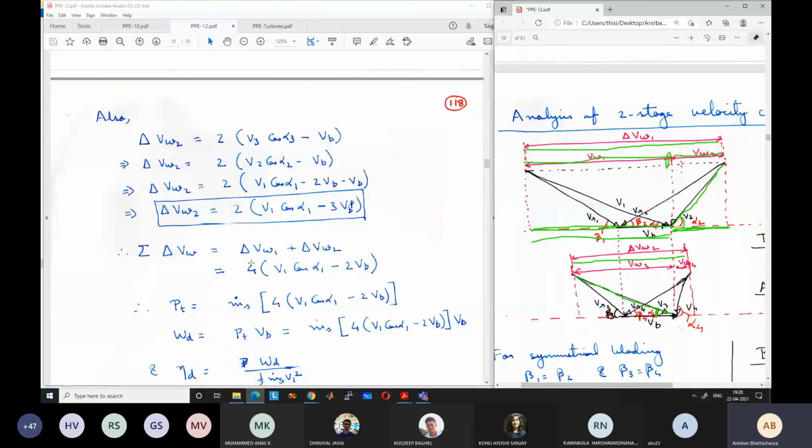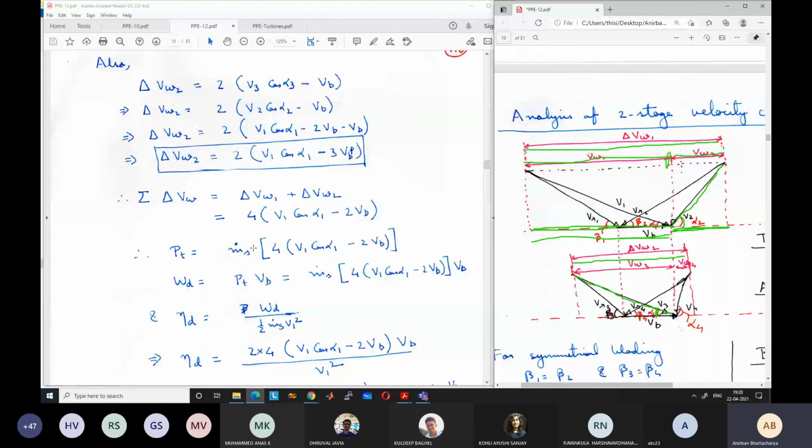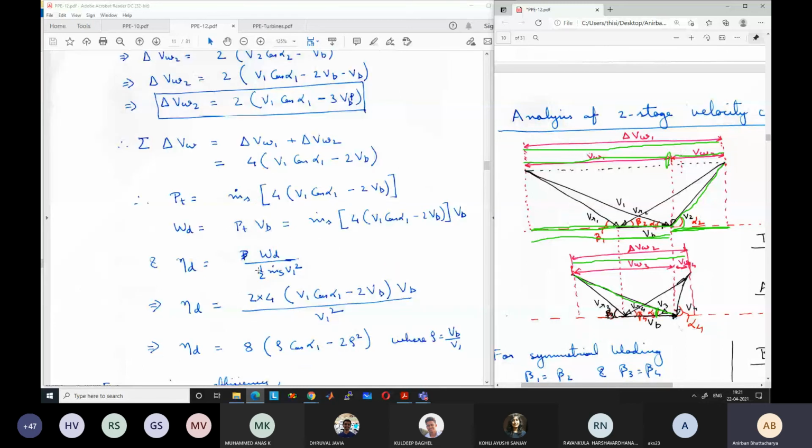If you multiply by mass flow rate, you get the tangential thrust PT. PT is equal to m dot s into 4 into V1 cos alpha 1 minus 2 VB. And then the work output is tangential thrust into blade velocity VB. So m dot s into 4 into V1 cos alpha 1 minus 2 VB into VB. If you divide by the kinetic energy at the inlet of the entire system, half m dot s V1 square, we get efficiency as, so this 2 comes to the top, 2 into 4 into V1 cos alpha 1 minus 2 VB into VB by V1 square.